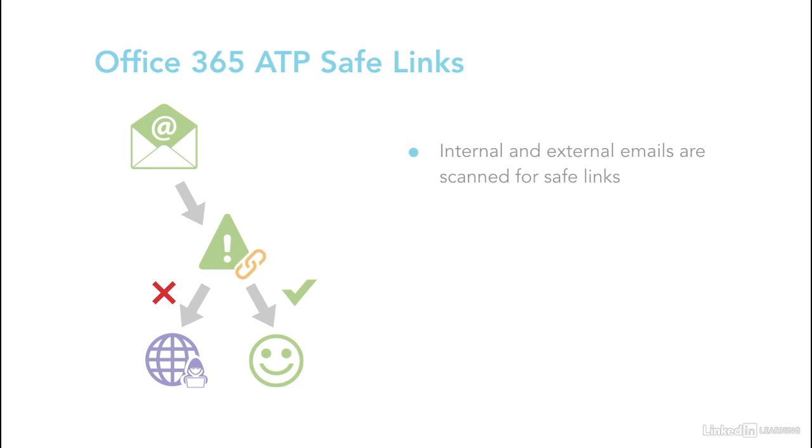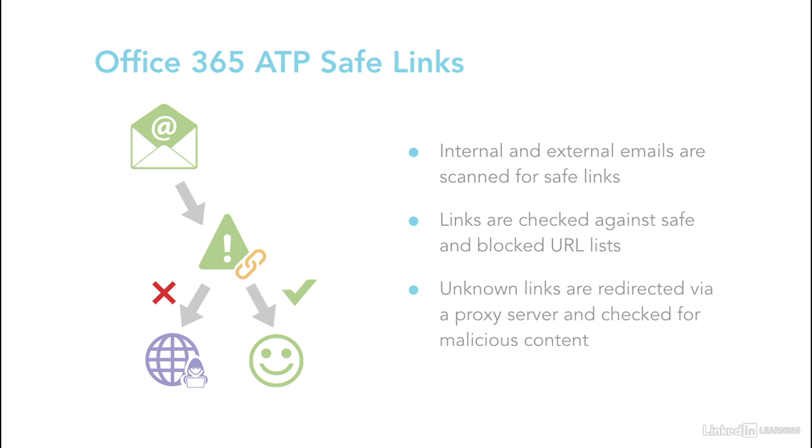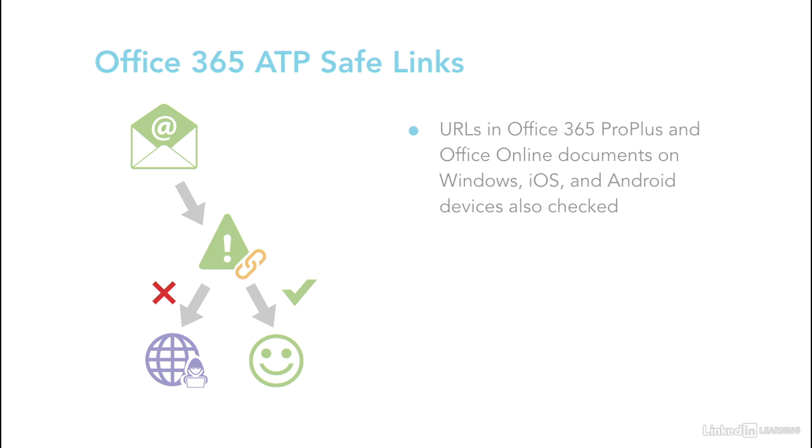Emails often contain links to websites. Both internal and external emails are scanned by the Office 365 ATP Safe Links feature to check that these links are safe. The Safe Links feature works by first checking the URL against a safe or blocked list, and if the URL is unknown, then the URL is redirected through to a Microsoft proxy server, which then checks the link destination for malicious content. Since 2018, Microsoft added checking for URLs in Office 365 Pro Plus, Office Online documents in Windows, iOS and Android devices.